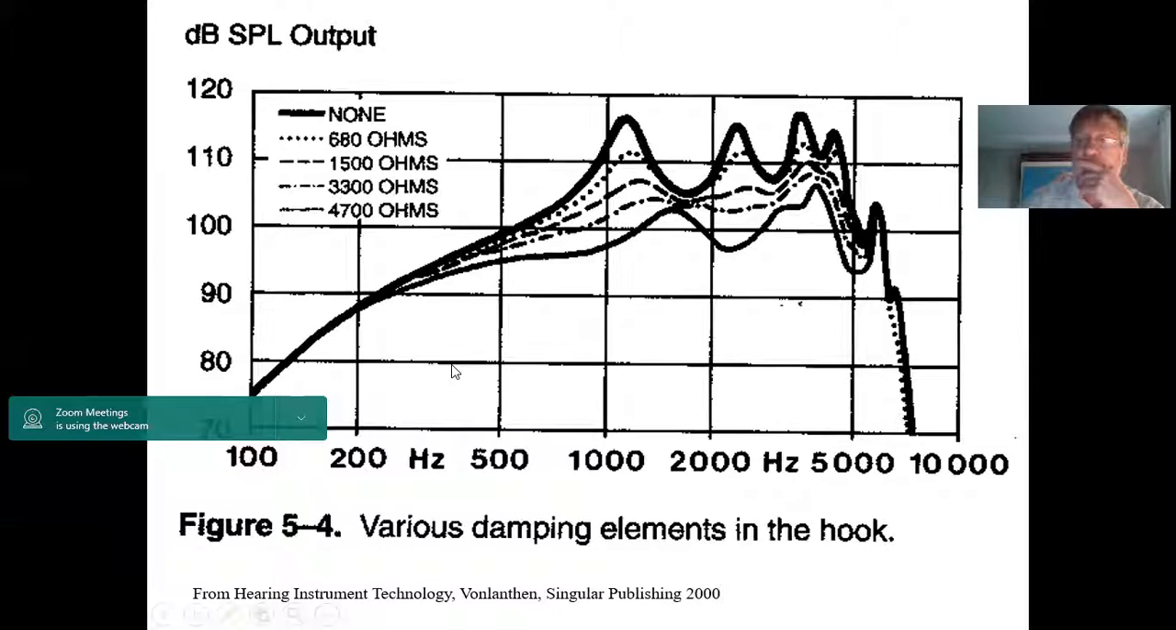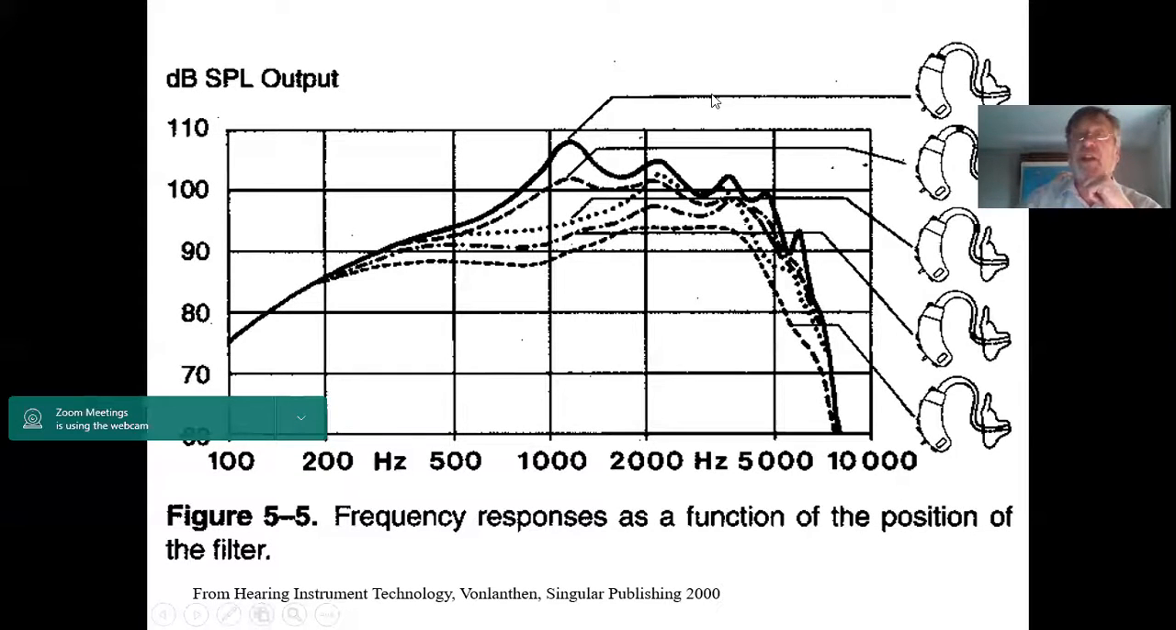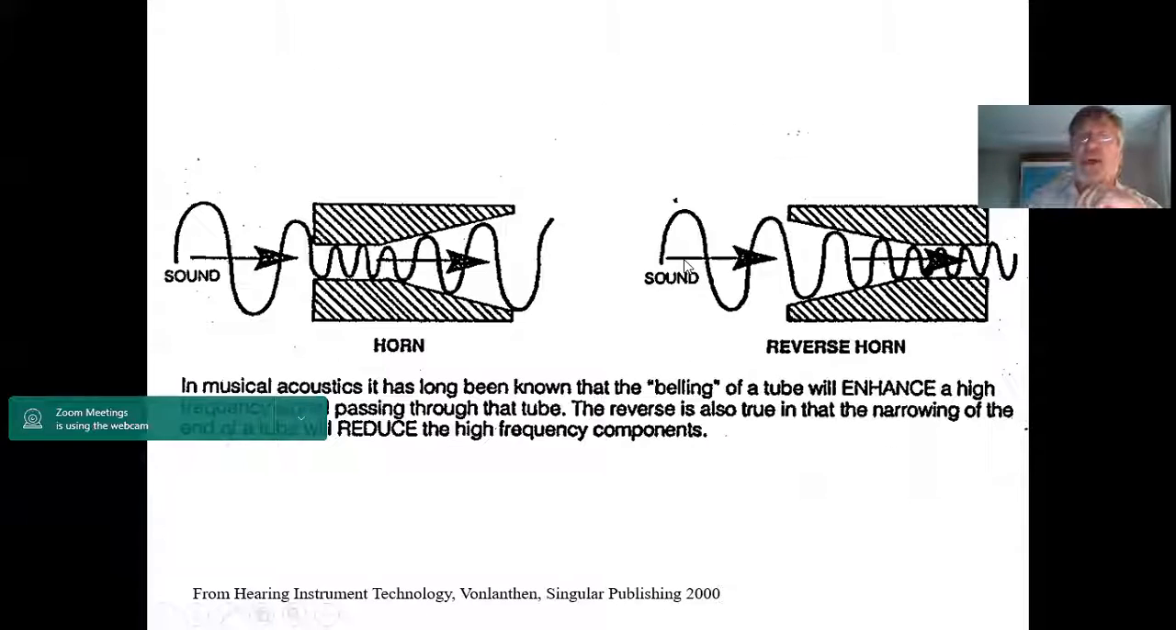So here's what filters are doing: dampening the peaks. The more ohms, the more they dampen the peaks. And then here's a picture showing you the location of filters. Nobody worries about that, so leave that one alone. So now, here is a horn.